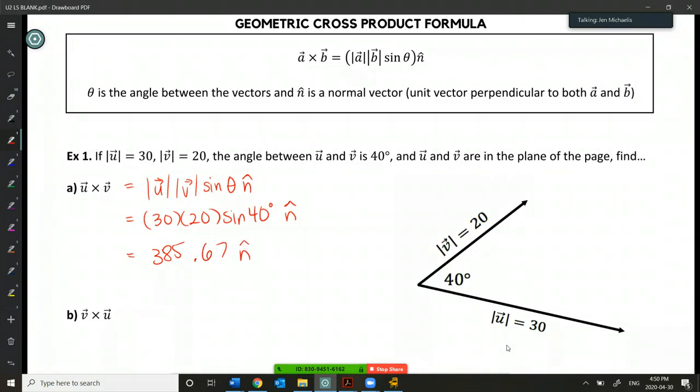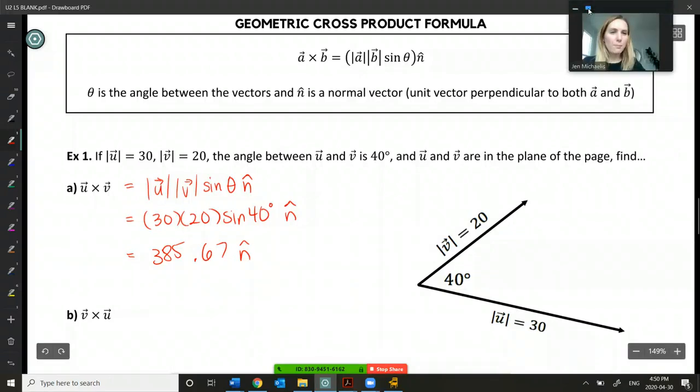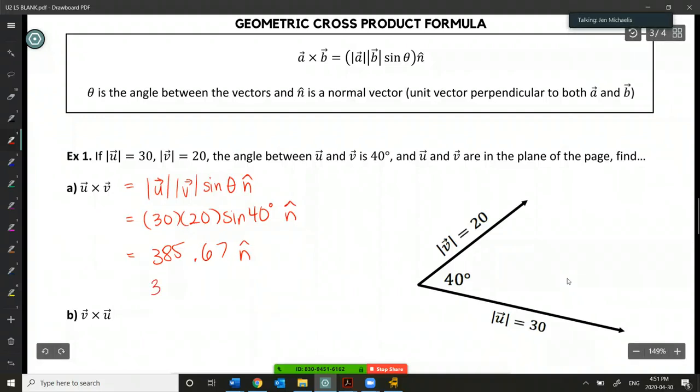So remember, every vector has a magnitude and it also has a direction. So the normal vector, that little n hat part, is going to help us with the direction. And we're actually going to decide right now if it's coming out of the plane of the page or going into the plane of the page using the right hand rule. So line your fingers up with vector u. Notice that the palm of my hand is facing up. We want to curl our fingers toward vector v, which means that your thumb should be pointing toward you. That means that this vector is coming out of the plane of the page. So we're going to say 385.67 out of the page.